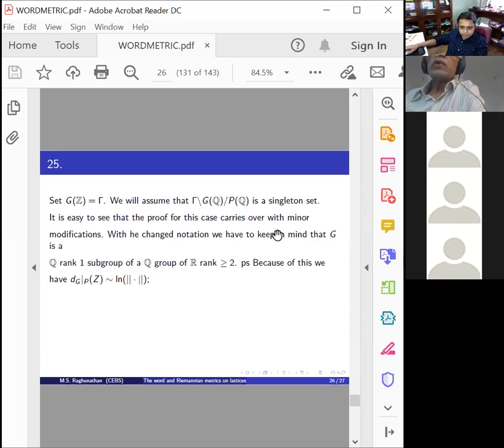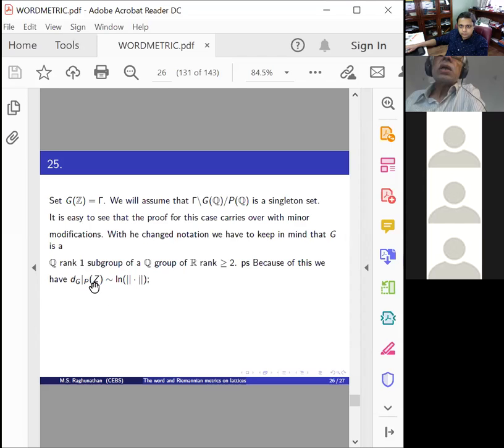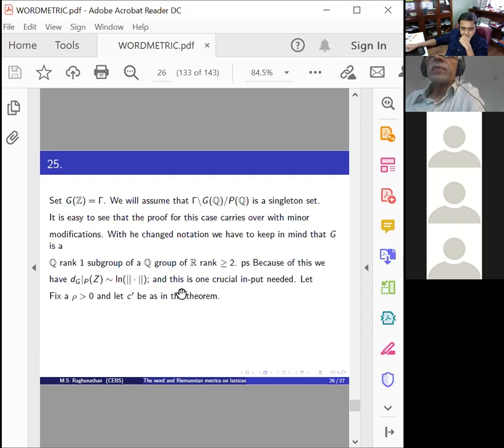With the change of notation, we have to keep in mind that G is a Q-rank 1 subgroup of a Q group of R-rank greater than or equal to 2. Because of this, we have already something about the group, d_G P_Z, the distance function related to P_Z, is equal to the logarithm of the norm. This we have seen because of the fact that it's a subgroup of the R-rank 2 group. And this is the crucial fact which we will need later. This is one crucial input that is needed.